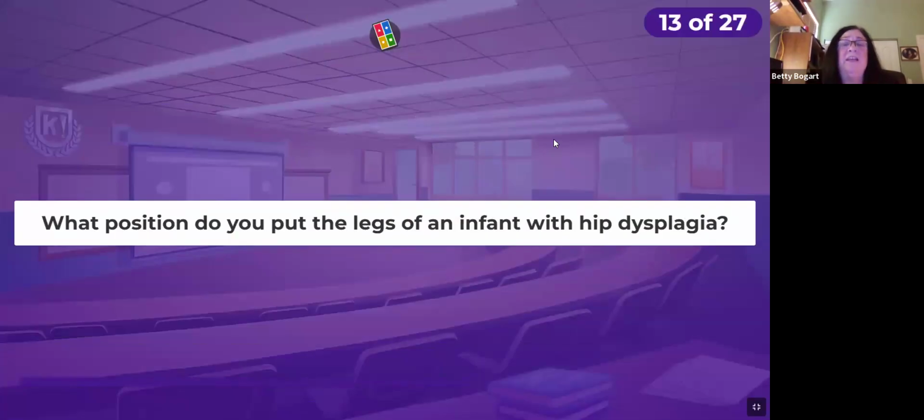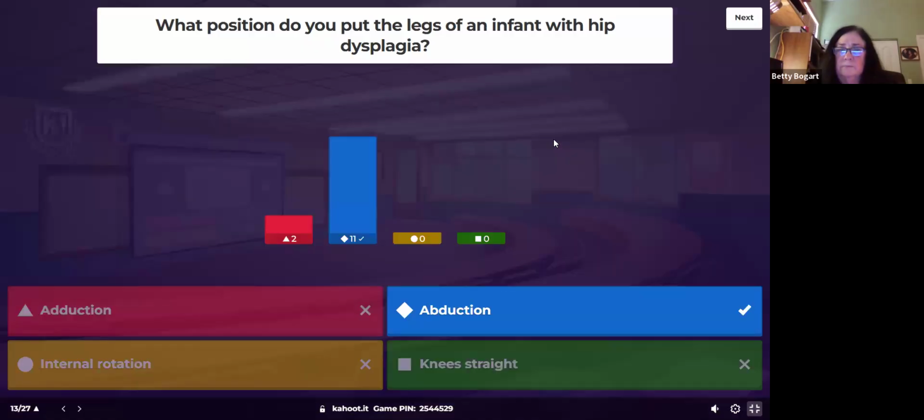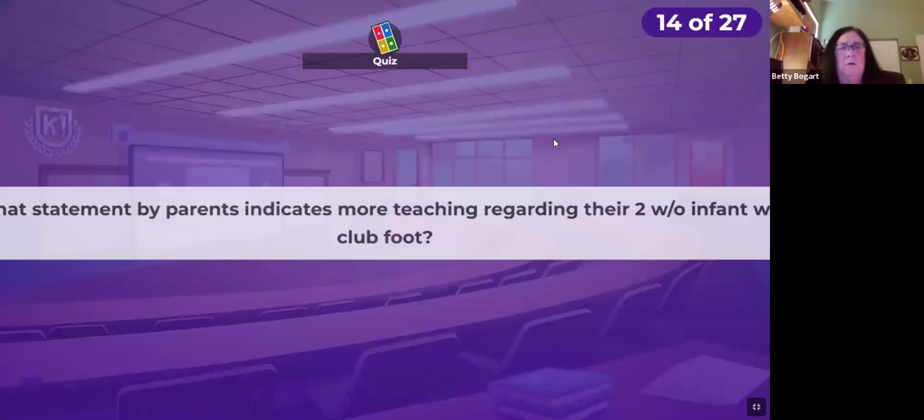What position do you put the legs of an infant with hip dysplasia? What did I tell you? We put it in abduction. Abduction. Okay, that puts that hip joint back into the joint. You need to know that name. Abduction with a B, like Bogart.